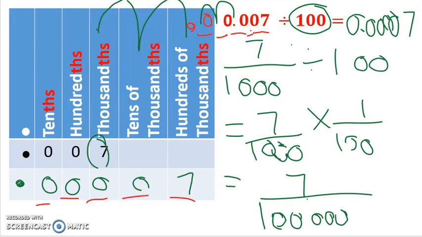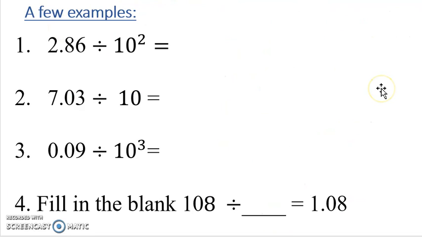So we are moving the decimal place to the left with division, not to the right, to the left, and we must pay attention to the number of zeros in the power of 10. Let's have a look at a few examples.